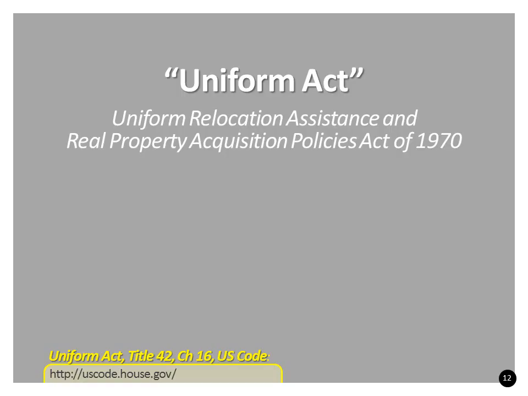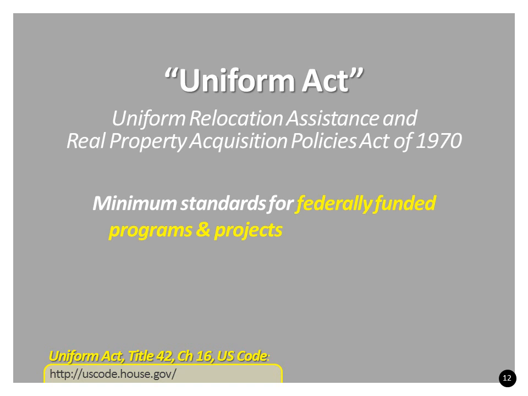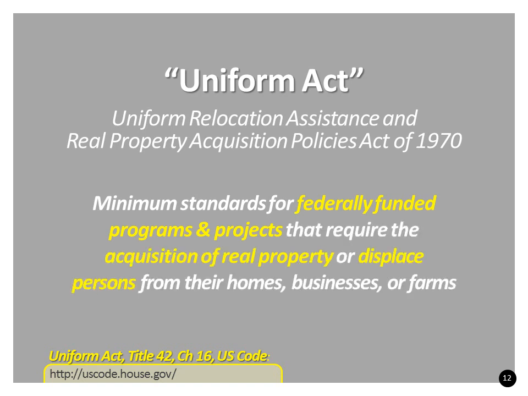Right-of-way acquisition for transportation projects is performed through eminent domain in compliance with the Uniform Relocation Assistance and Real Property Acquisition Policies Act. The Uniform Act, passed by Congress in 1970, is a federal law that establishes minimum standards for federally funded programs and projects that require the acquisition of real property or displace persons from their homes, businesses, or farms.